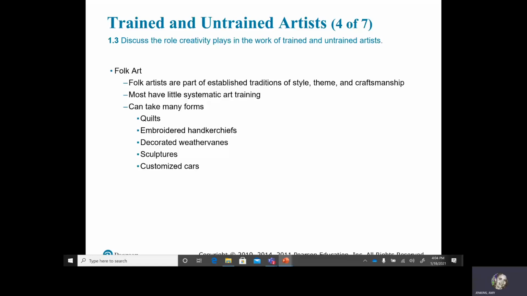Folk art. Folk artists are part of established traditions of style, theme, and craftsmanship. Most have little systematic art training, and their art can take many forms, such as quilts, embroidered handkerchiefs, decorated weather vanes, sculptures, or customized cars.